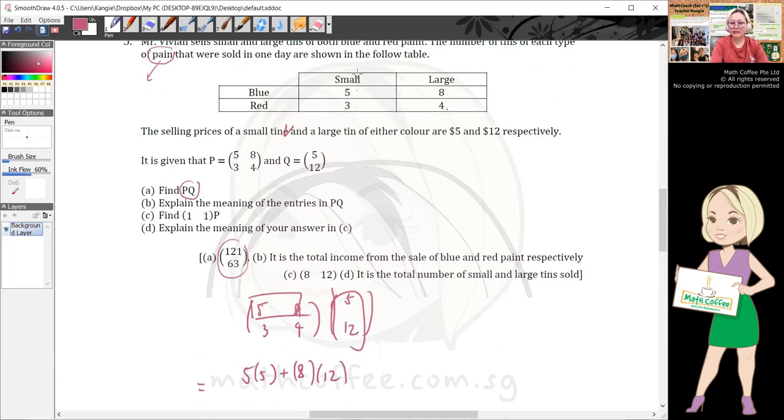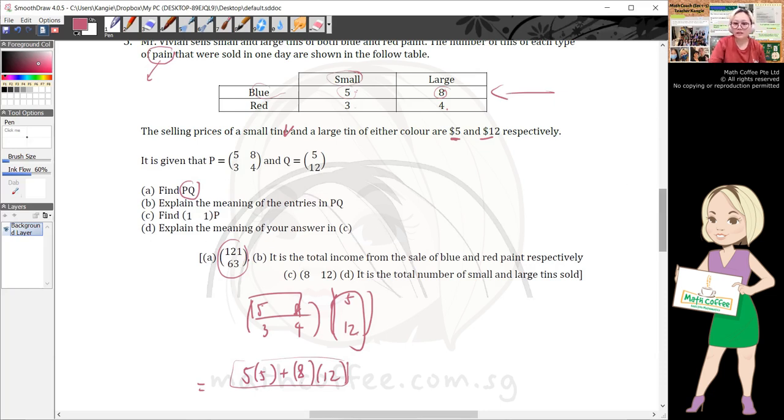It means that I take the small blue 5 multiplied by $5, and then I take the 8 multiplied by the 12, and then I add them together. Isn't that the total for blue color? You understand? Sometimes you don't know what's the meaning. You look at the number that you work out in the matrix, you will understand what it is.